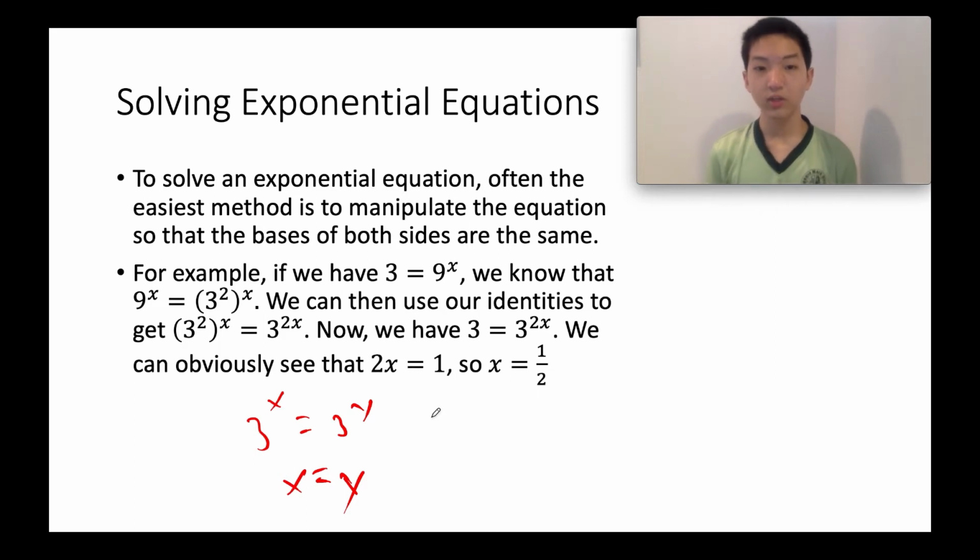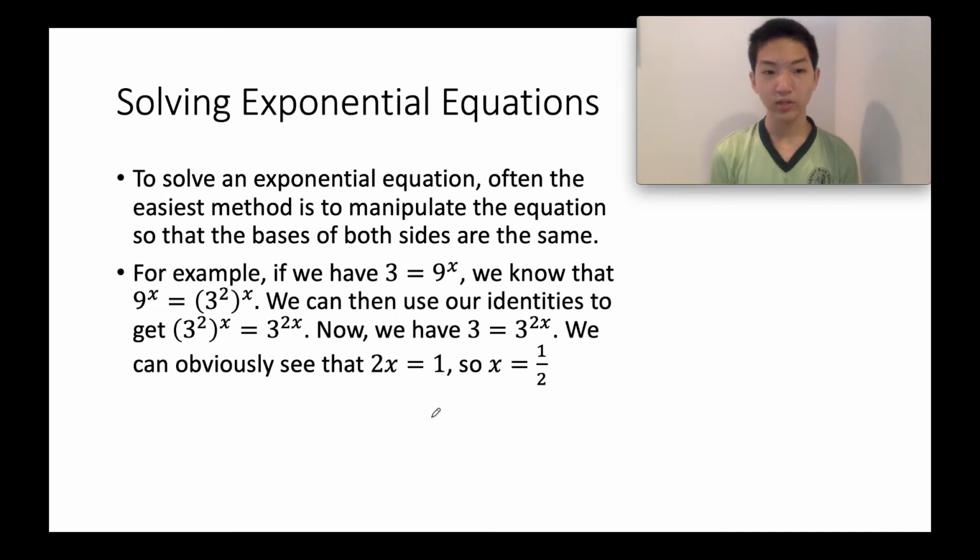So for example, if we had 3 equals 9 to the x, we know that 9 to the x is equal to 3 squared to the x. We can then use our identities to get 3 squared to the x is equal to 3 to the 2x. Now we have 3 is equal to 3 to the 2x. We can obviously see that 2x is equal to 1, because there's an implicit exponent there, it's just 3 to the 1. But we don't write it because it's not necessary to say that everything is multiplied by itself one time. So x is equal to 1/2.